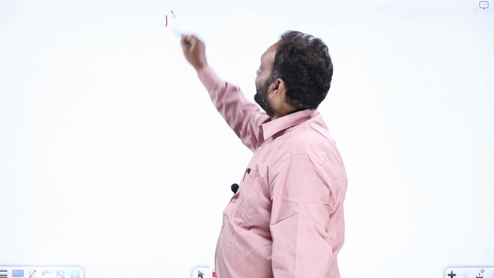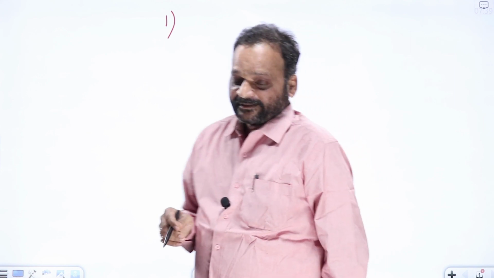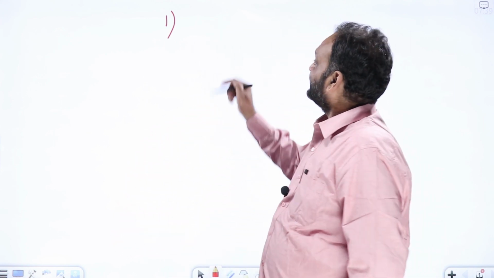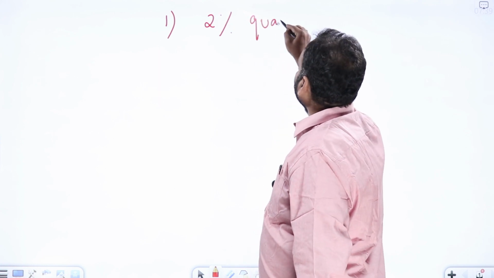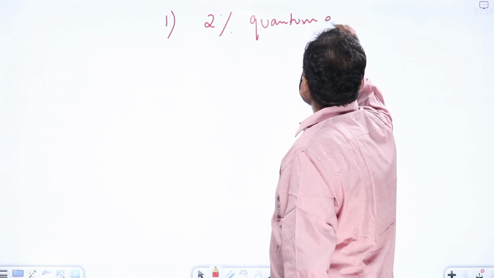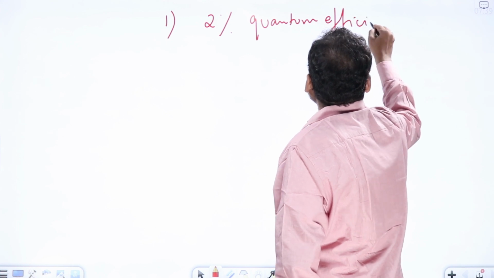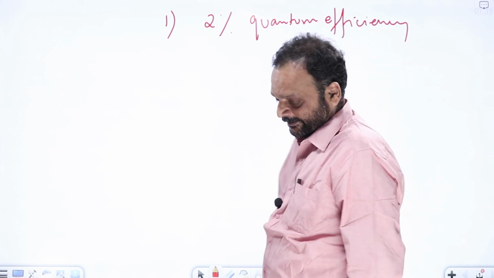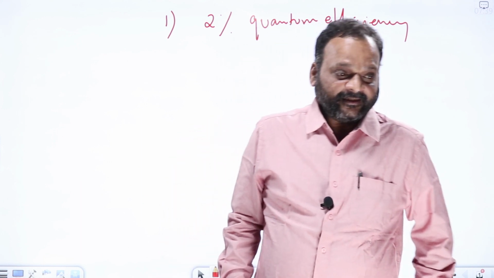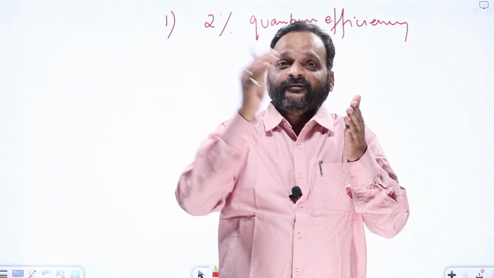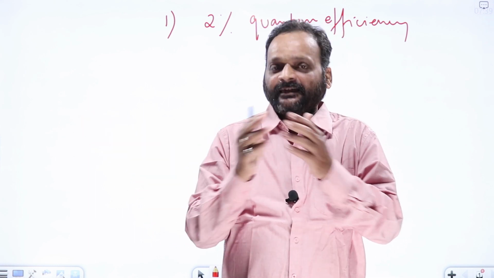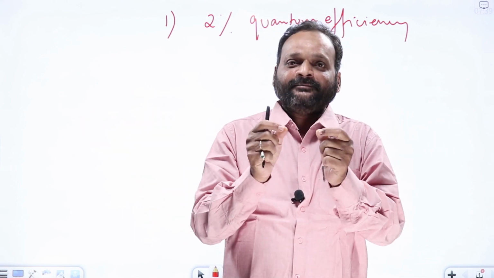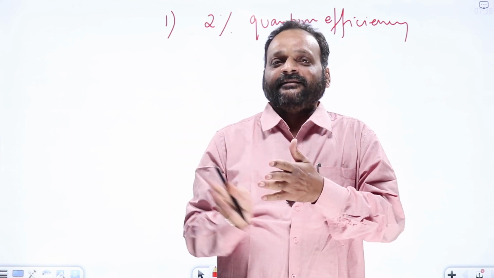What is that additional point? Quantum efficiency in this effect is only about 2%. That's all. As I was explaining, I said when I send 100 photons, 100 electrons will come, 200 photons, 200 electrons will come. That never happens actually. Only for explanation purposes, we say 100 photons, 100 electrons will come out.